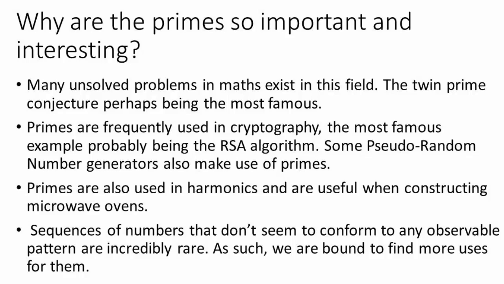And the last thing I want to say is sequences of numbers that don't conform to any observable pattern are actually really, really rare. There's a formula which tells you an upper bound for the number of prime numbers up to a certain number. So the number of primes you're going to find from 1 to 1,000, or 1 to 10,000, or 1 to 100,000. But there's no formula predicting where the primes will occur. And that kind of randomness is really, really important to mathematicians.